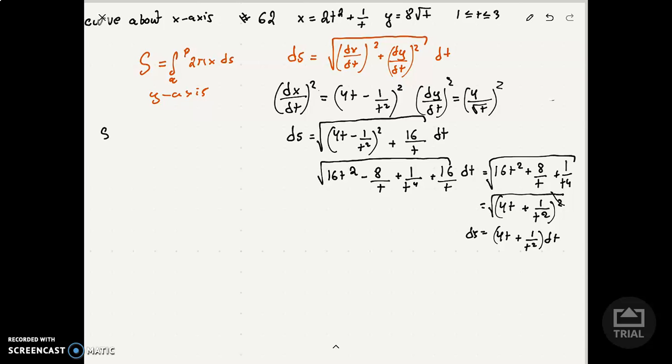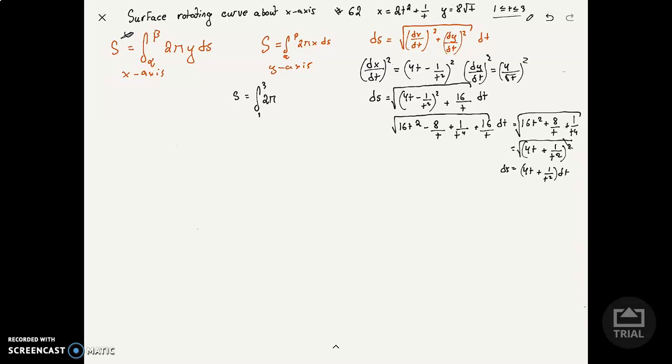So the formula S, alpha to beta, these are just the values of t they give you, 1 to 3, 2 pi, just a constant, and then x, oh, sorry, I'm using the wrong one. We're doing this one, right? Going about the x-axis, so we're actually using y, so it's 8 root t, and then our ds, which is 4t plus 1 over t squared dt.